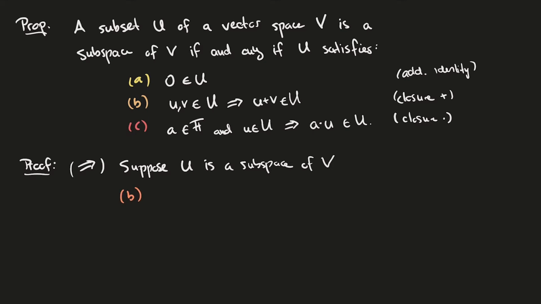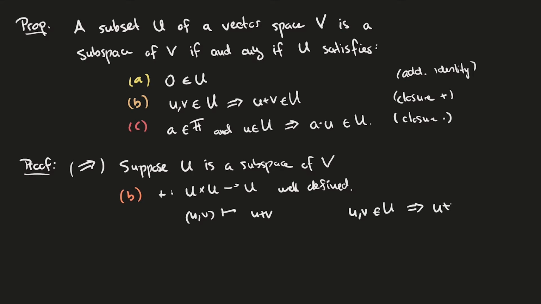Let's start with property B. We know that because U is a vector space in its own right, the function plus from U cross U to U is well defined. In particular, this means that an element (u, v) of U cross U is mapped to the element u plus v in U. Or in other words, if we have elements u and v in U, this implies that u plus v is in U because the operation plus that is defined on U is a function.